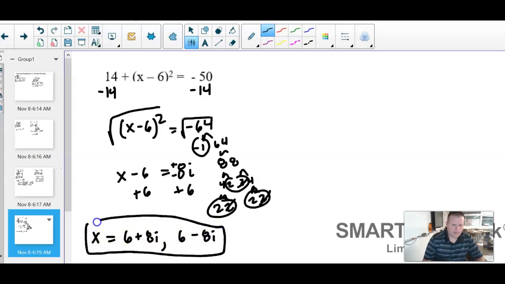Again, you can write it like that, or if you want to write it as x equals 6 plus or minus 8i, that's probably the way you'll see it most of the time, because we like to shorthand things. So, all right, there's your different variations of solving by square rooting. The process is still pretty similar. You just get the square term by itself, then you square root, and then just simplify it from there.